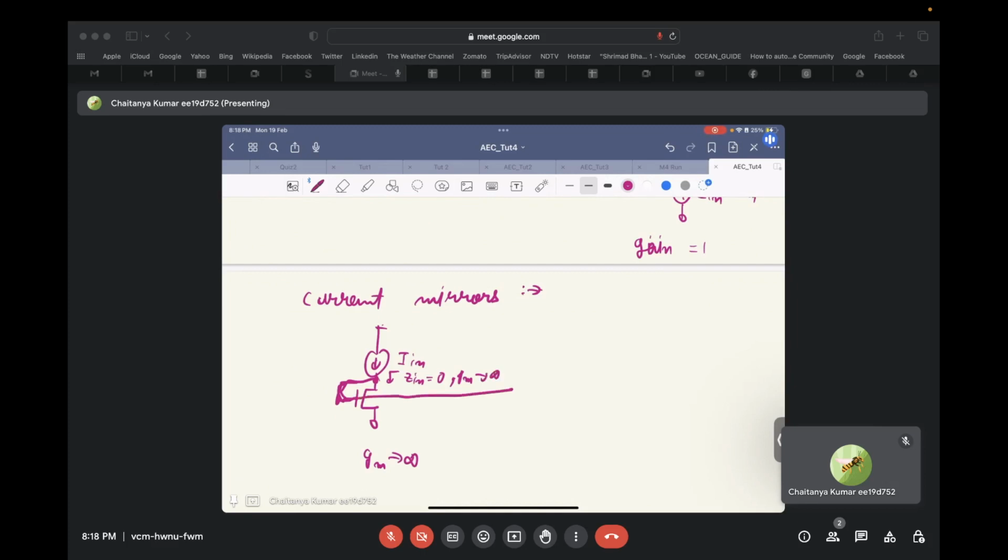Now this current can be taken and multiplied over here. Let's say its aspect ratio W by L is some X. So this aspect ratio W by L can be taken as alpha X, and we will get a current of value alpha times I flowing through this transconductor. So with this, we can make current. There are more details you will learn about the circuit later. With this, you can basically get a gain greater than unity.